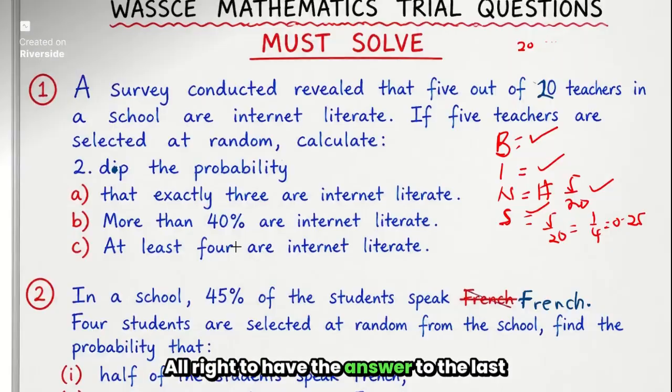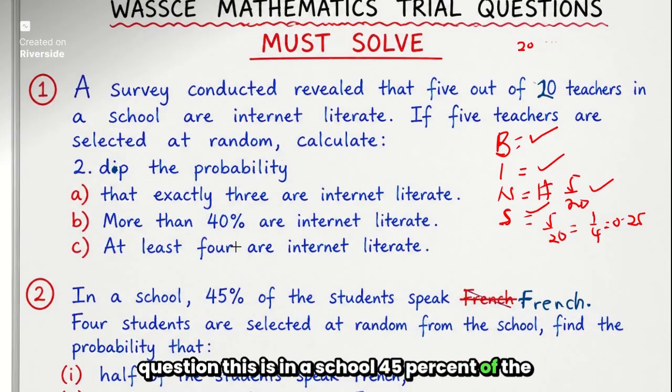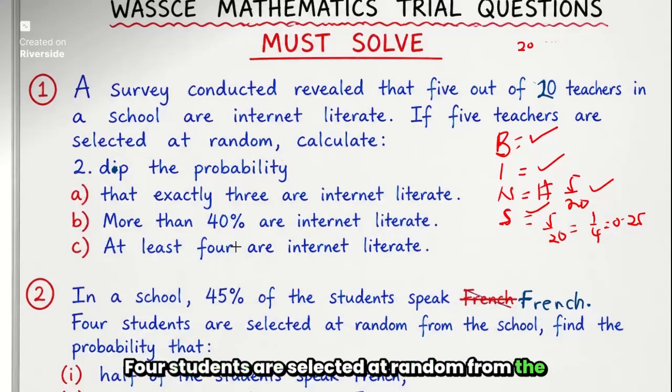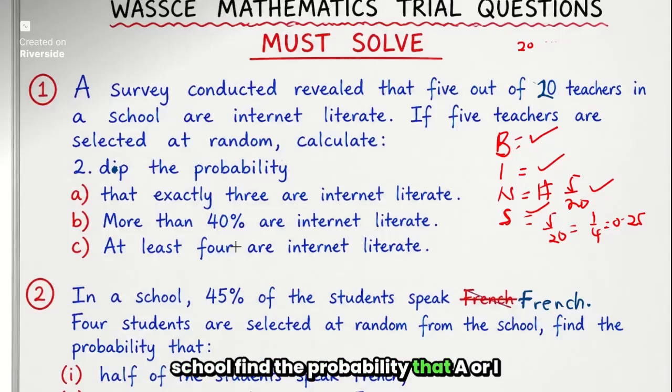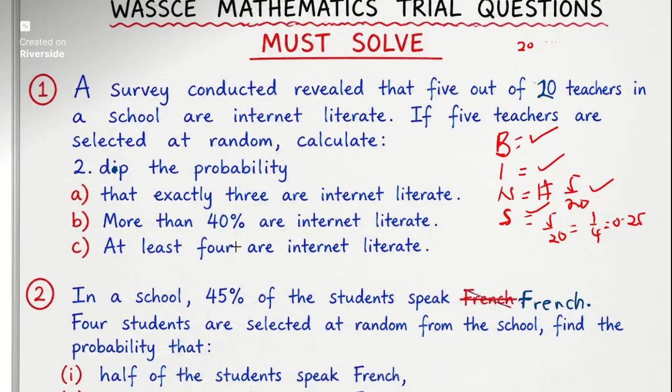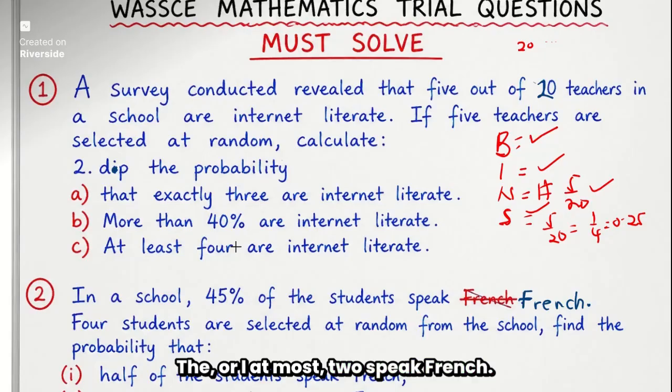Alright, to have the answer to the last question: in a school, 45% of the students speak French. 4 students are selected at random from the school. Find the probability that A, half of the students speak French, and B, at most 2 speak French. This shall be released in the next video. Stay tuned.